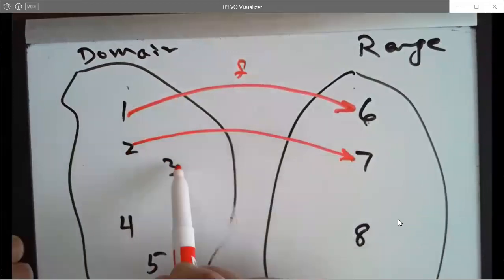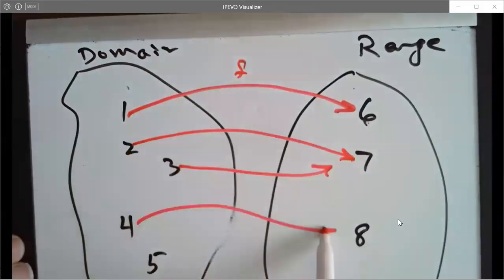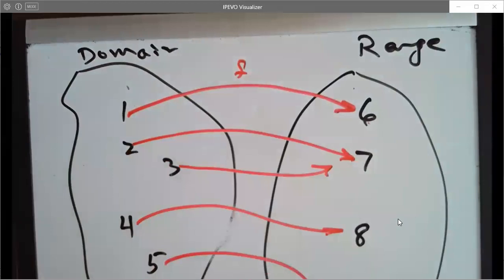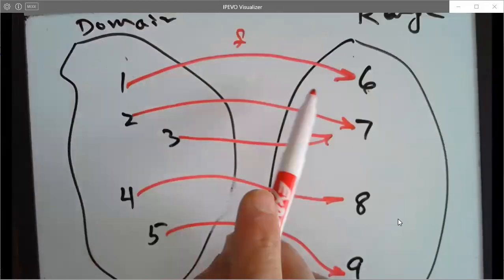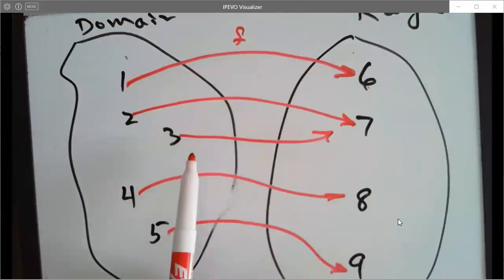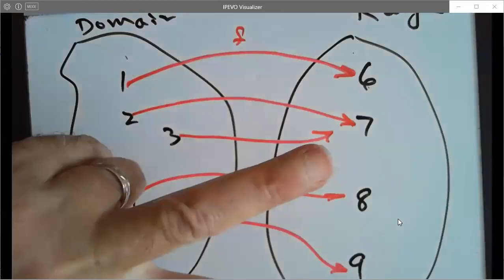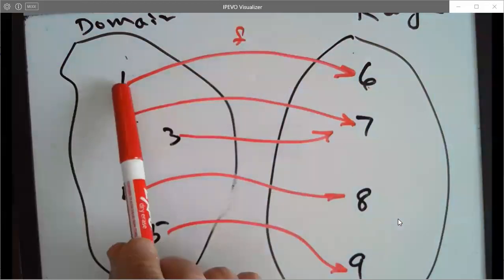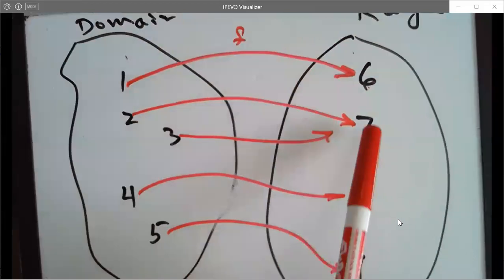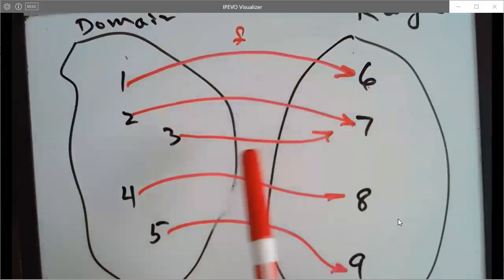We put in a 2 and we get 7 out. Put in a 3, we get 7 out again. Put in 4, we get 8. Put in 5 and we get a 9. For this mapping diagram to be a function, it cannot make a V. In other words, the x value cannot have two y's. So it's a function, but is it 1 to 1?